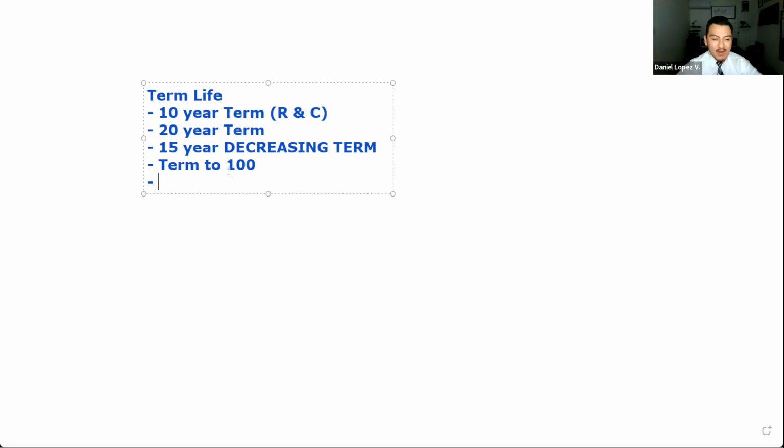Anyways, so the term to 100, and then there's also a 4-year term. However, this one you're not allowed to sell. Okay, don't offer. We do have it. You're gonna see it on the e-app. I want you guys to know about it, but don't offer them. Do not sell 4-year terms. Just don't.